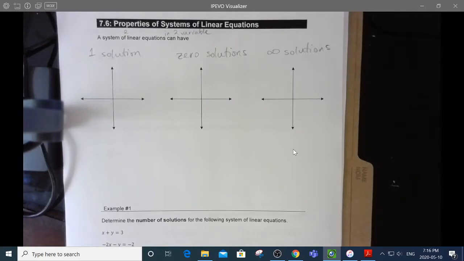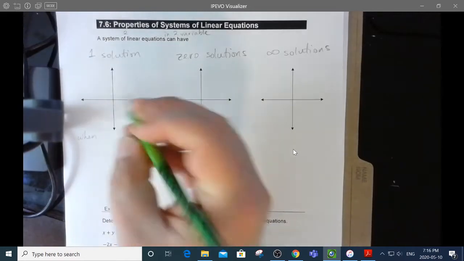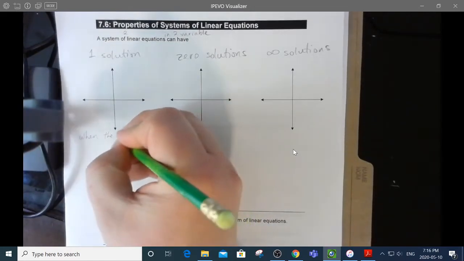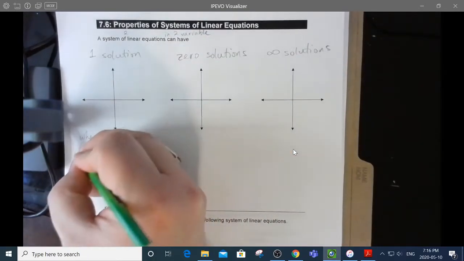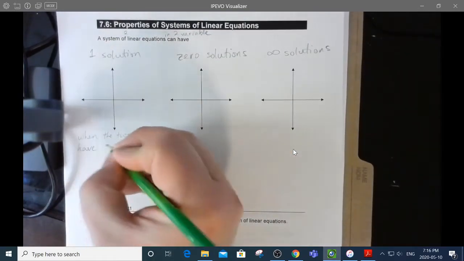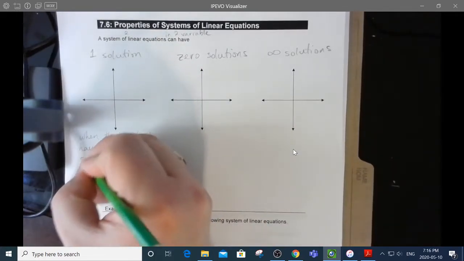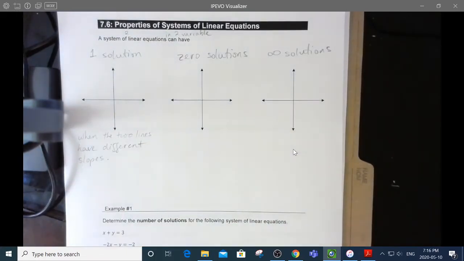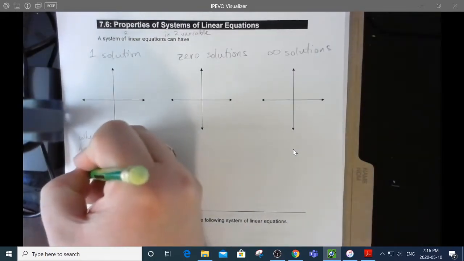First of all, one solution happens when the two lines have different slopes. If two lines have different slopes, they have to meet somewhere. For example, let's just do an example.